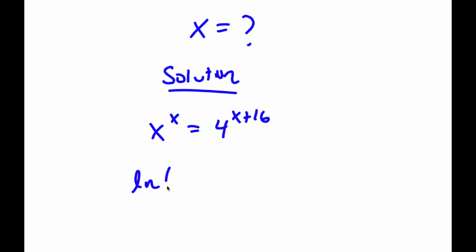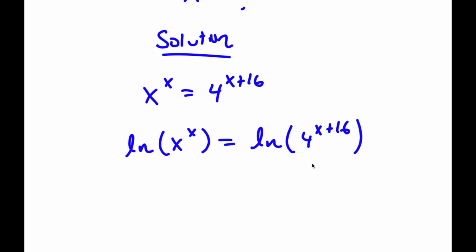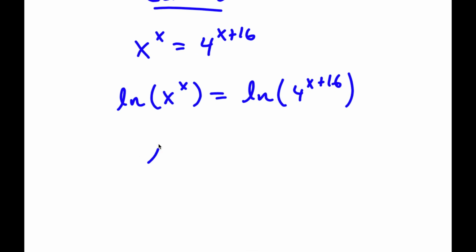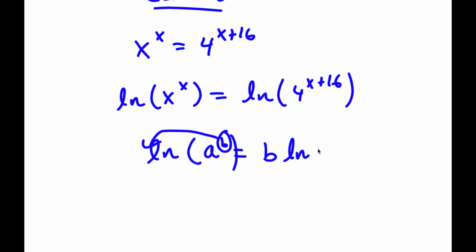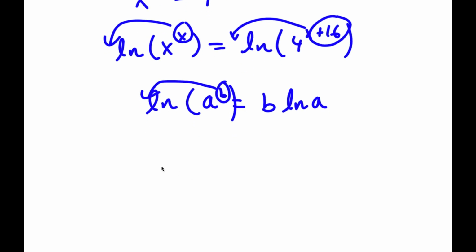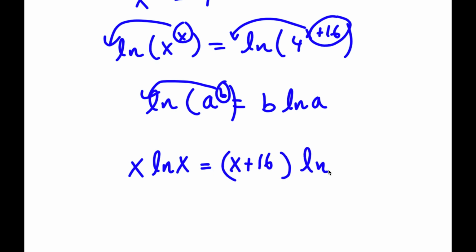Now if I take the ln on both sides, I get ln x to the power of x is equal to ln 4 to the power of x plus 16. Now if I have something in the form ln a to the power of b, I can actually move this b to the front, so it's going to equal b times ln a. So in this case, for ln x to the power of x, I can move x to the front, and for ln 4 to the power of x plus 16, I can move x plus 16 to the front. So now I have x times ln x is equal to x plus 16 times ln 4.